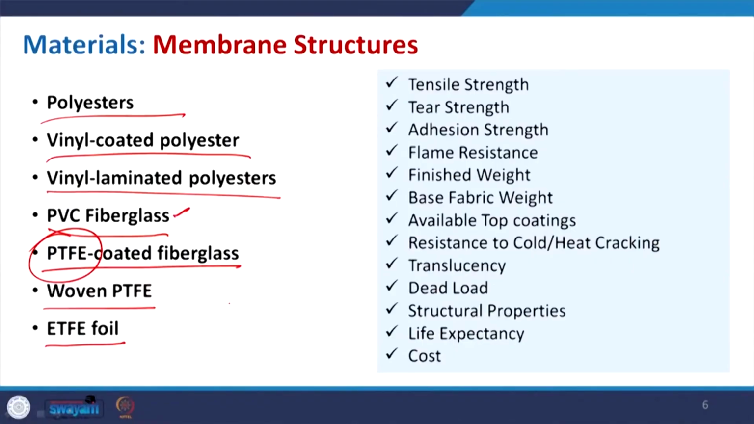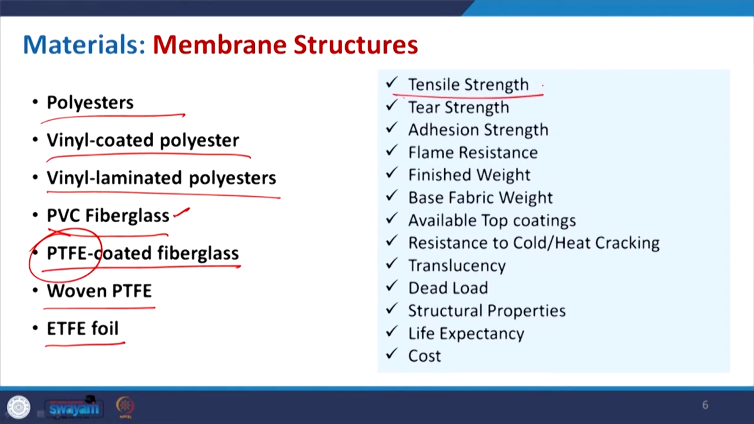So, looking at the material, normally we should focus on certain criteria to select a material for a fabric tensile structure or membrane tensile structure. So, what are those points? These are listed here. We will first see the tensile strength, which is the base or the backbone of this kind of structure.